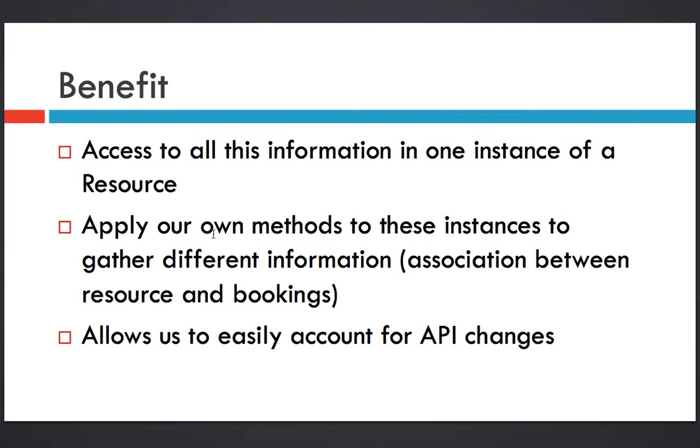So now, since there's an association between the resource and the bookings, we can check if Marie has a booking next week, or we can check if she's free next week, or if she's free for a day, or free for a week. You know, we can apply all these methods to this resource instance Marie, and get all this further information from that resource.